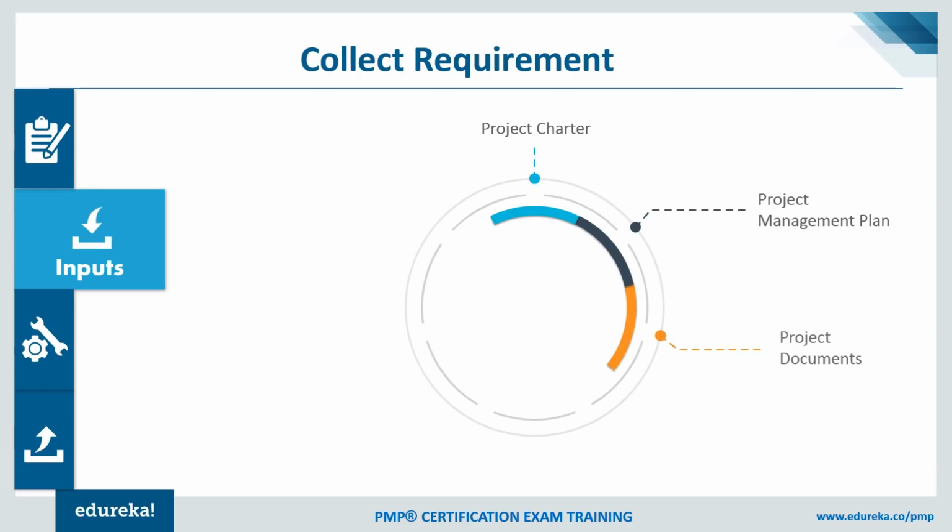Project documents. So I would also need to refer to certain project documents like maybe assumption log or lessons learned. If there is any lesson previously learned, I want to ensure that those mistakes wouldn't be occurring again. So that's very important. I would also need the stakeholder register, which is very important because that will give me the list of stakeholders whom I need to engage.